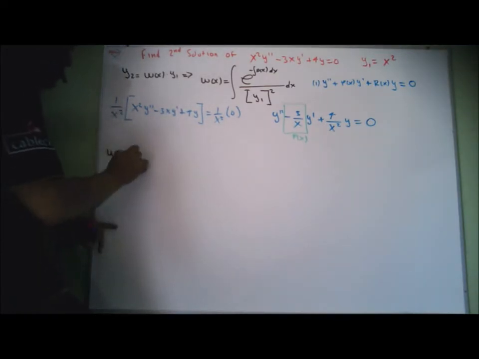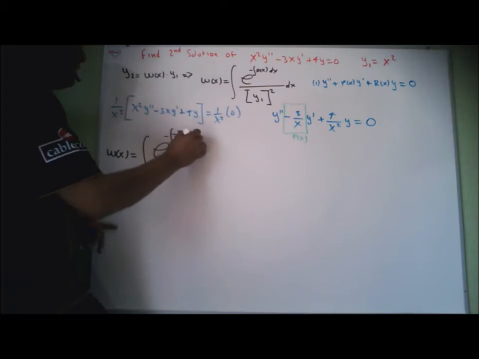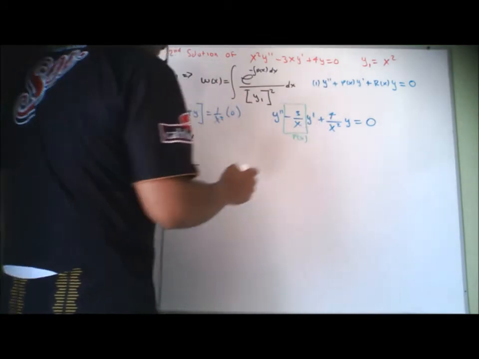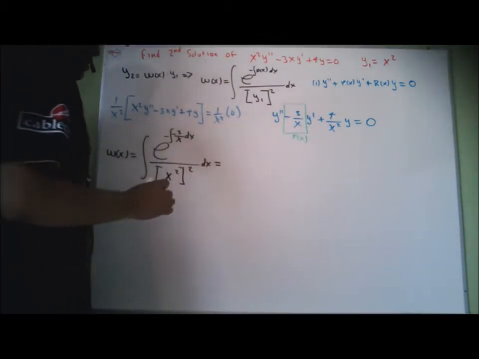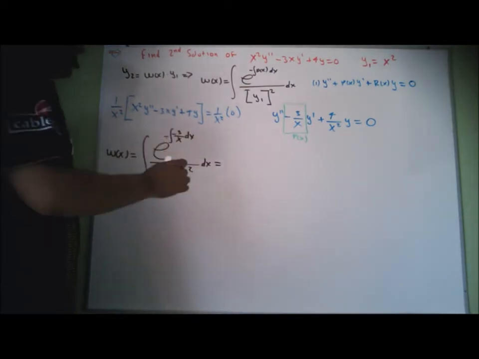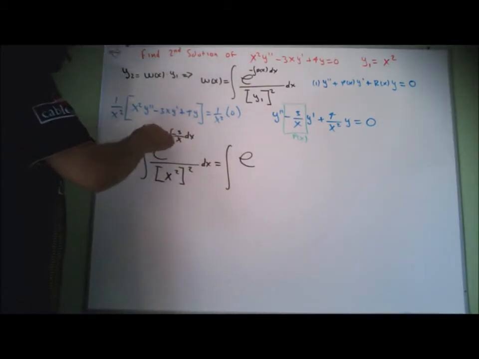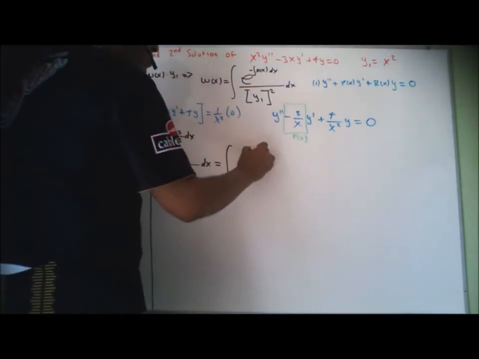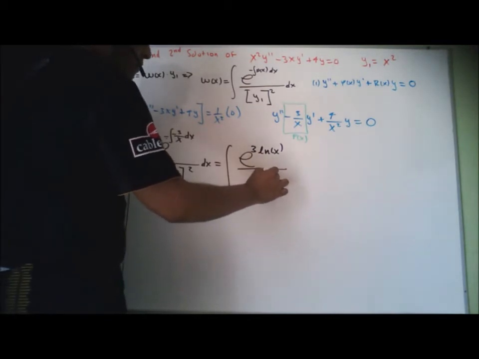W of x is equal to the integral of the exponential of the minus integral of p of x, in this case minus 3 over x, differential of x, divided by my first solution. My first solution is x squared, and then x squared differential of x. Okay, let's solve this one. This minus and minus becomes positive, so it's going to be the integral of the exponential of the 3 goes outside of the integral, and 1 over x in the integral is going to be 3 the natural log of x, over x to the power of 4 differential of x.